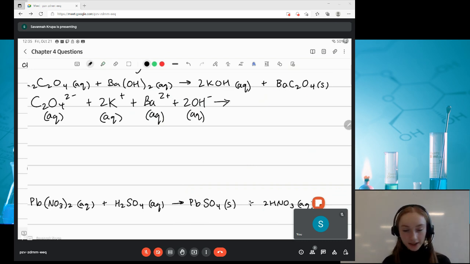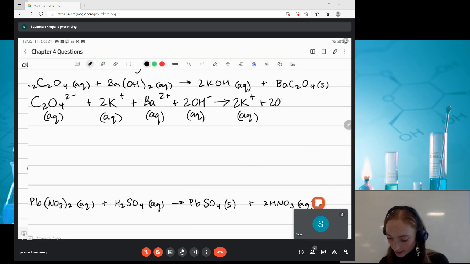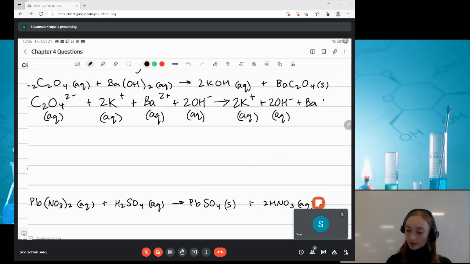Let's move on to the right side. We also have 2 potassium ions, and then we have 2 hydroxide ions, because the 2 is distributed amongst that compound here. So I have 2 potassiums and 2 hydroxides, with a plus and a minus charge, and you always put the charge on when you're writing the ionic form of an ion. And then we're working with barium oxalate, and since it's a solid, we do not put it in ionic form because it is not in ions in this reaction. So that's what this looks like.